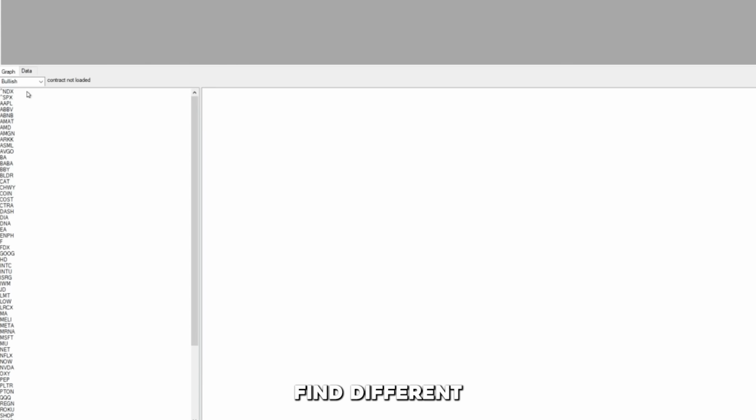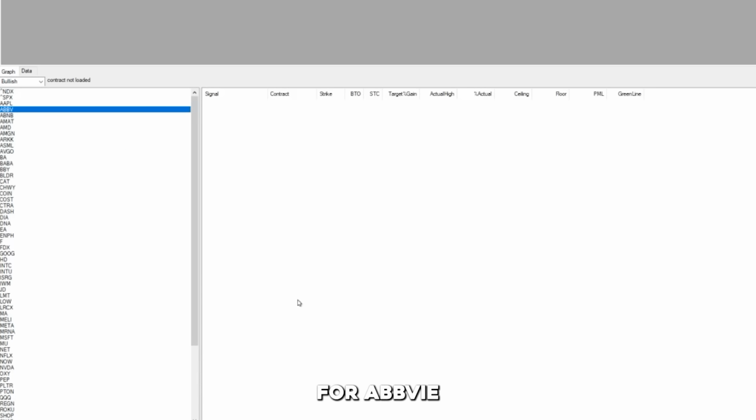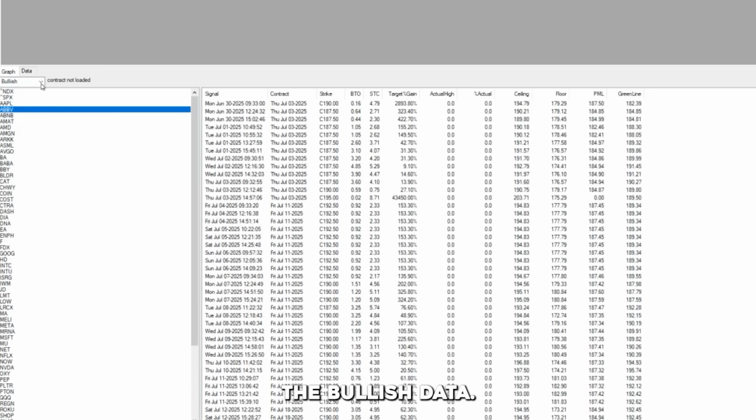You can of course find different setups yourself, but it's running a lot of mathematics and wave analysis behind the scenes, so that you don't miss any setups. It's going to be giving you signals. Now I'm going to show you how it gives you signals. For example, for ABBV, I'm using the bullish data. What is the bullish data? It's when the price is greater than the peak money line.